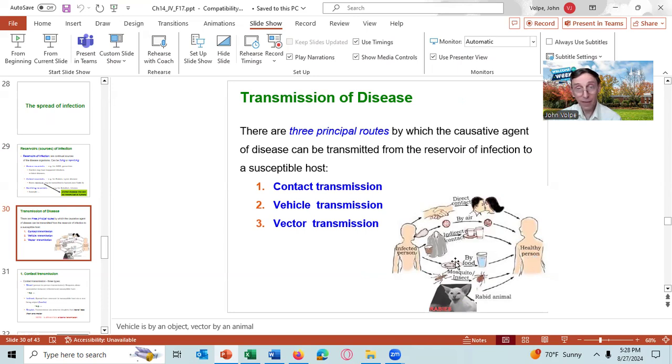Like somebody who's sick drinks out of a cup, and then somebody else drinks out of that cup. Vector transmission is where an insect or an animal transmits the disease from the reservoir to the healthy patient. Like a rabid cat can bite a healthy individual, or malaria can be picked up by a mosquito biting an infected person, and then the mosquito bites a healthy individual, spreading the malaria. That's vector transmission. Any question about any of that? So vehicle, usually an object or a fomite, transmits the disease, and a vector is usually an animal or an insect transmitting the disease.